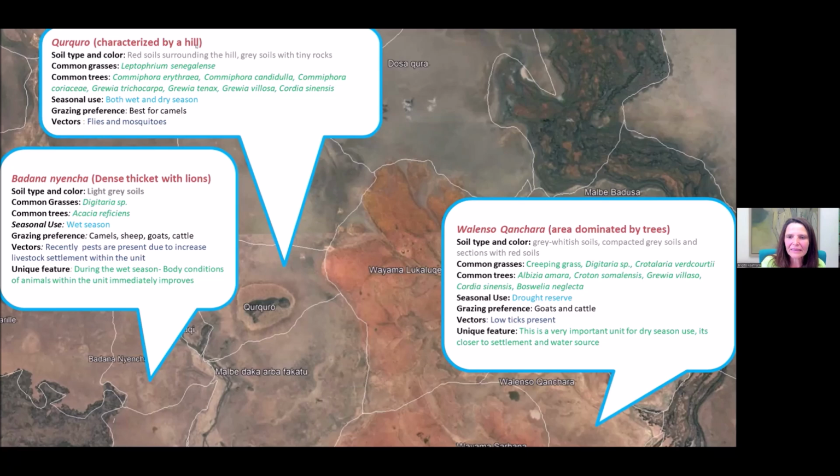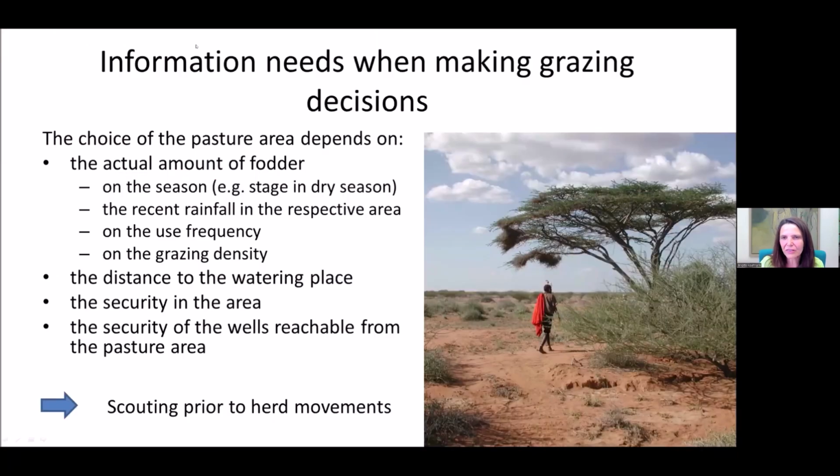With this type of knowledge, so soil conditions, vegetation composition, presence of vectors, this is common knowledge among pastoralists, and they also teach their children about it when they are going to learn how to do herding. But when it comes to deciding which area to move the herd to next, then they need additional, up-to-date information.